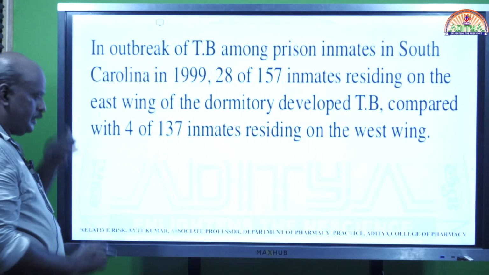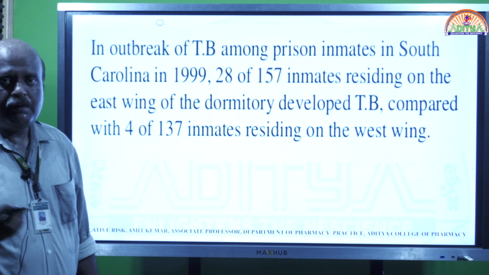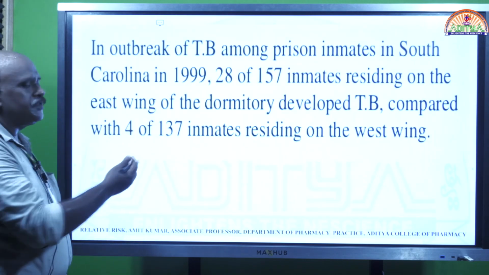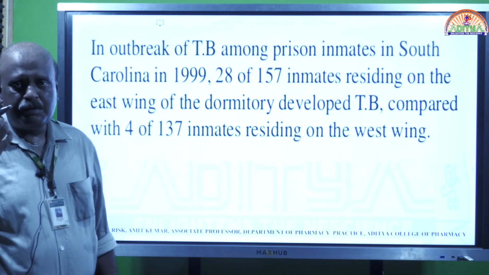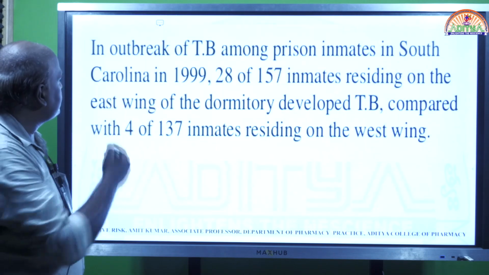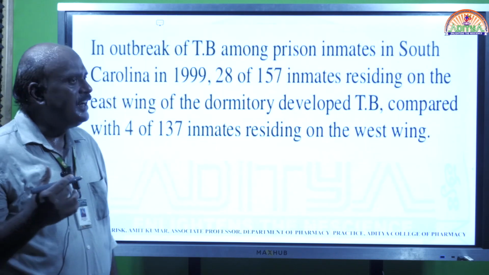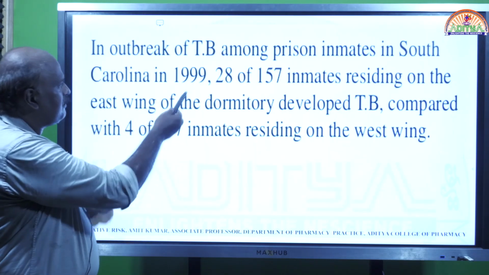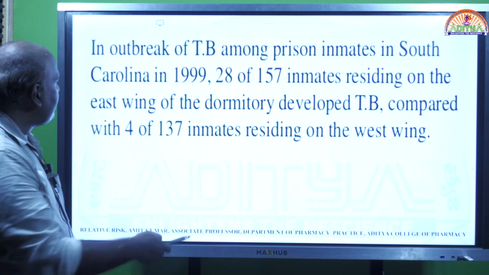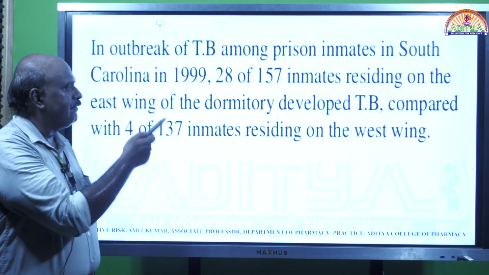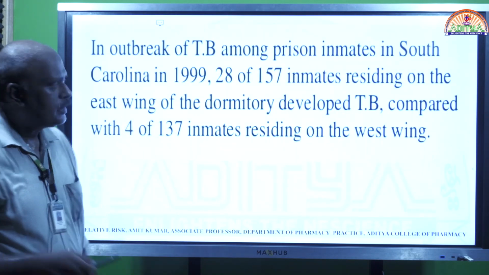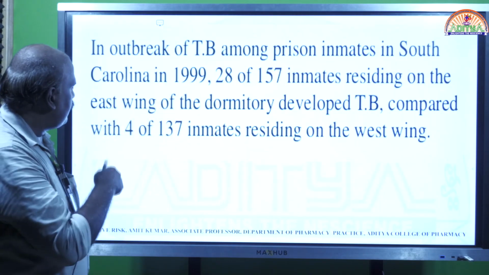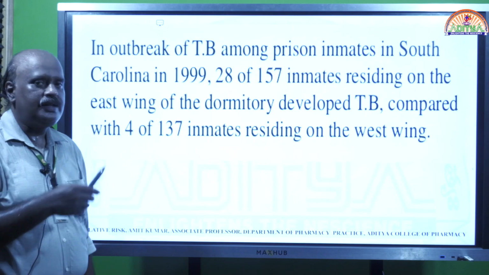So this we can understand further in a better manner by seeing one case. This is a case of an outbreak of TB in a prison in South Carolina. In 1999 in this prison it was found that 28 of 157 inmates residing in the east wing of the dormitory developed TB, whereas in the west wing 4 developed TB out of 137.